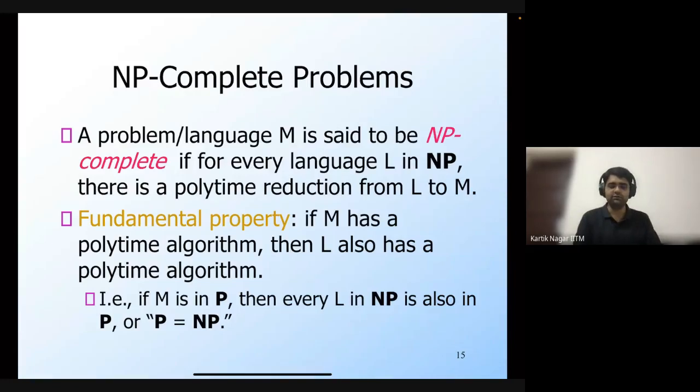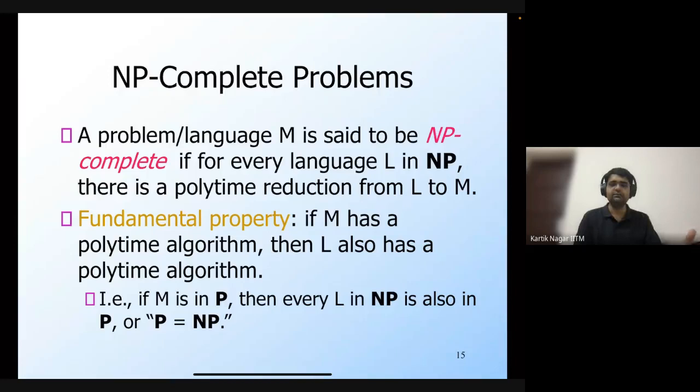Now I can formally define an NP complete problem. A problem M is said to be NP complete if for every language L that is in NP, there is a polytime reduction from L to M. This is a very strong statement to make, because we are talking about every language possible in NP. Remember, there are actually an infinite number of languages in NP, but we are saying that for every language L in NP, there must be a polytime reduction from L to M, and if we can show this, then M will be an NP complete problem.